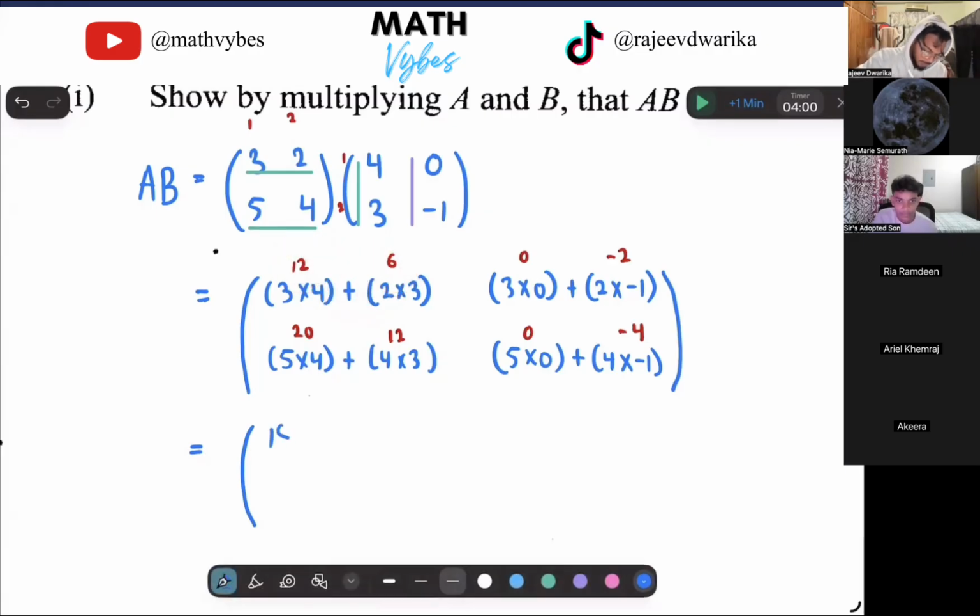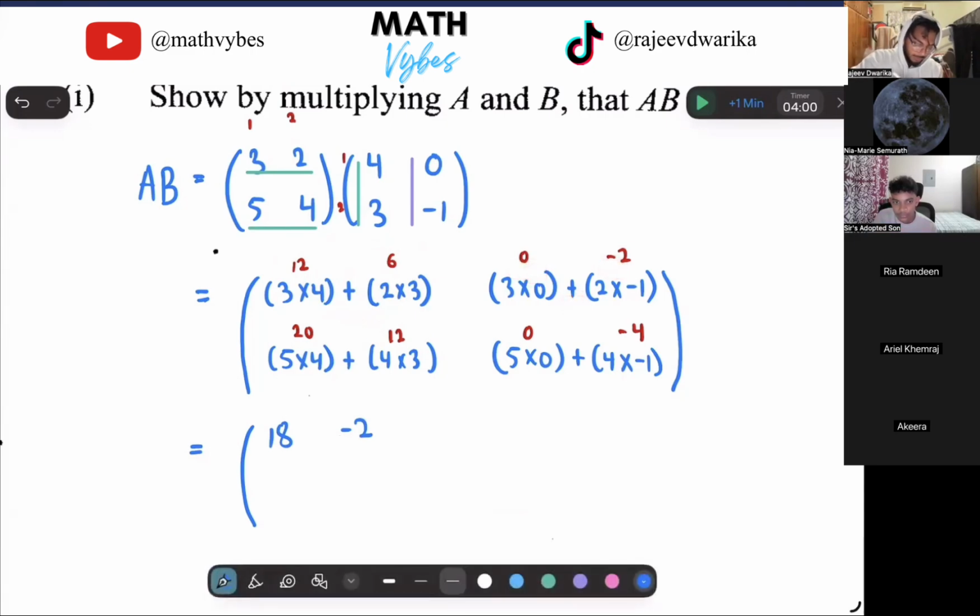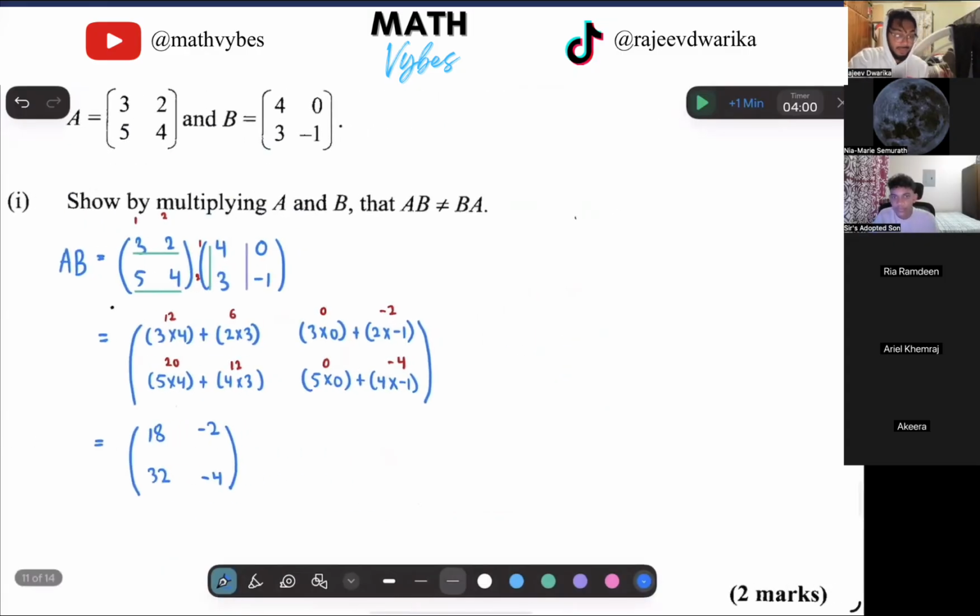18. Right? 0 plus minus 2 is negative 2, because 0 is nothing, it's not affecting anything. And we have a positive and a negative, which is a negative, so negative 2. Then we have 20 plus 12, which is 32. Then 0 plus minus 4 is the same story, that'll just be minus 4. Is everybody okay with that? A by B? Yes, sir.